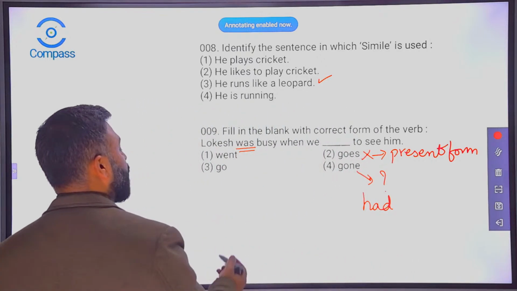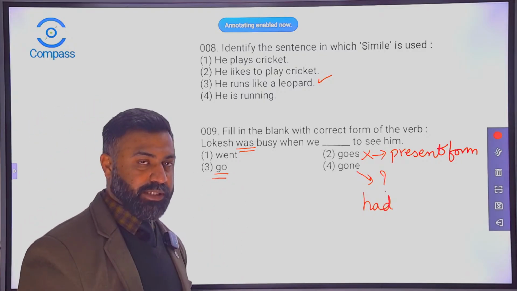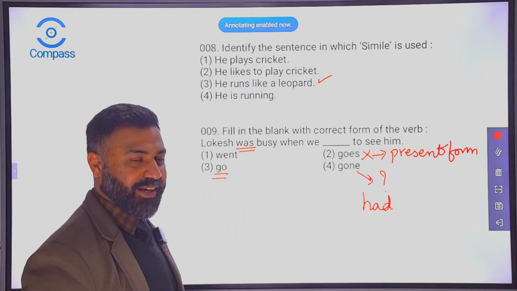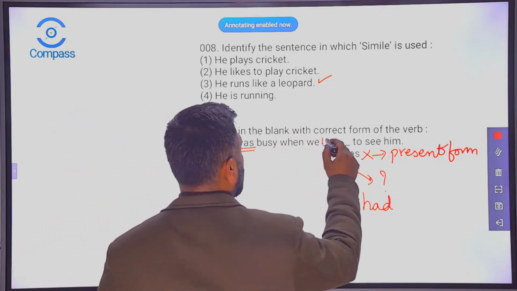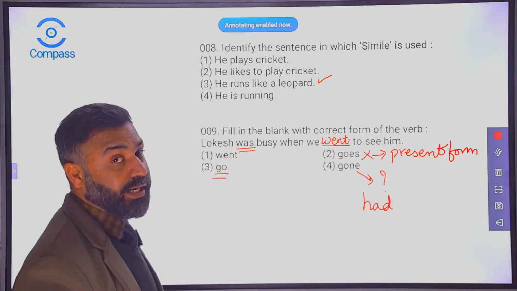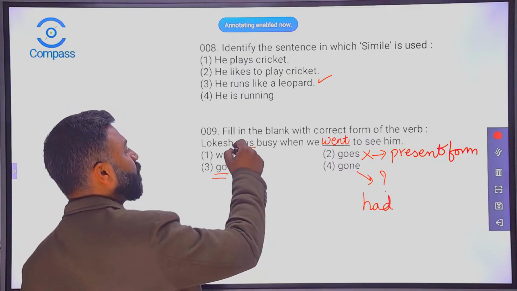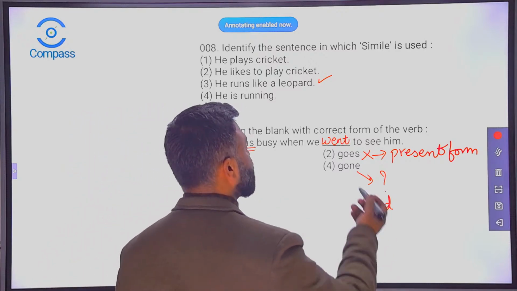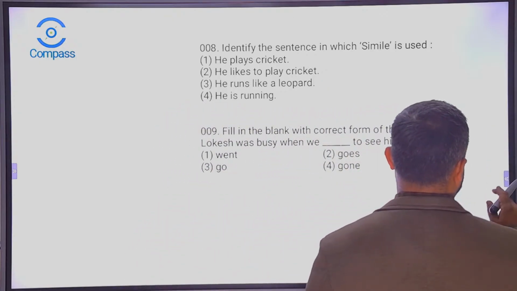Okay, go, that also comes with simple present tense, but since it is simple past, we cannot go with go, right? But what about went? Lokesh was busy when we went to see him. So that's the right verb that we are supposed to use here, because here was is used, so simple past tense indicates that we are supposed to use went. Okay, so we should do it this way.